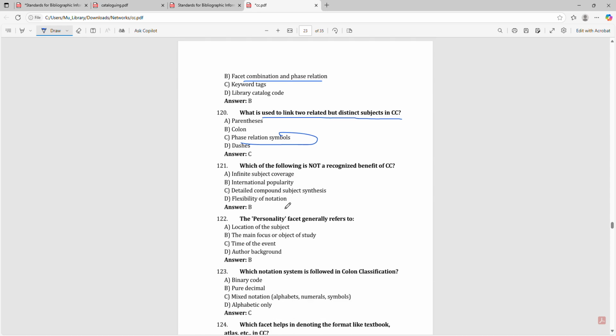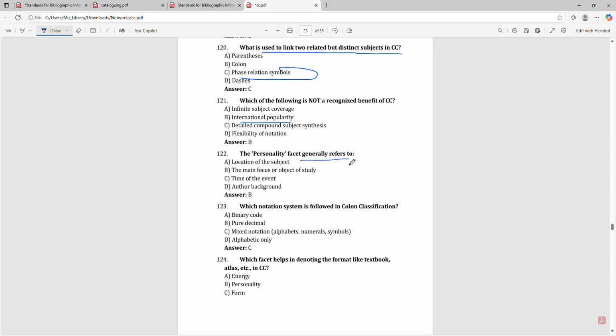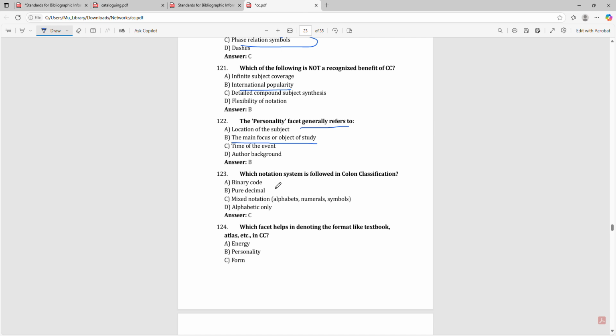Which of the following is not a recognized benefit of CC? That is international popularity. The personality facet generally refers to the main focus or subject of the study. Which notation system is followed in CC? That is mixed notation.